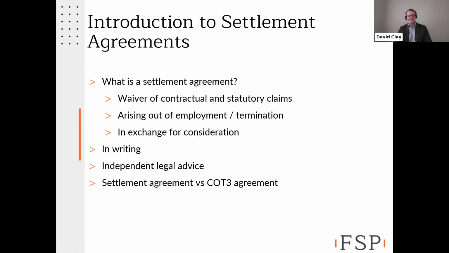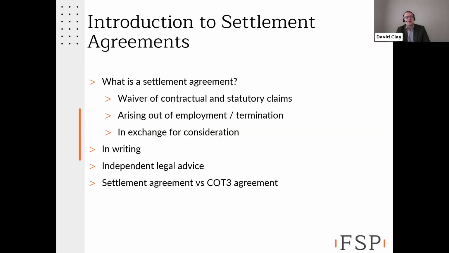Introduction then to settlement agreements. So, what am I talking about here? What is a settlement agreement? Well, essentially, it's a legally binding waiver of the contractual and statutory claims which an employee may have, which arise out of their employment or its termination. So that's it in a nutshell. It's a waiver of contractual and statutory claims.